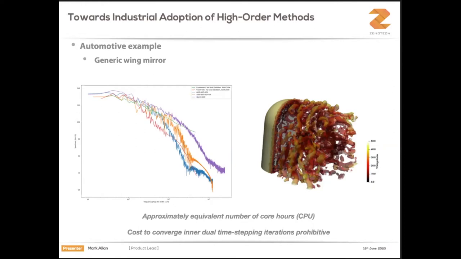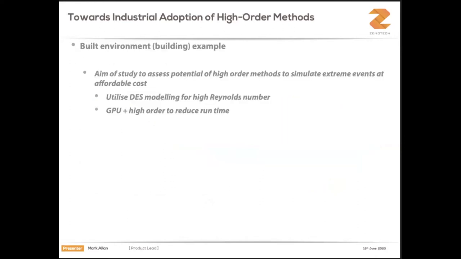However, to answer the question that we were originally asked, are we able to turn these simulations around in a faster time? The answer was no, we weren't. Really, the main reason for that was the cost involved in trying to converge the inner dual time stepping iterations was just too prohibitive. We couldn't compete against an incompressible solver at that flow speed. So that will serve as one of our conclusions later on.